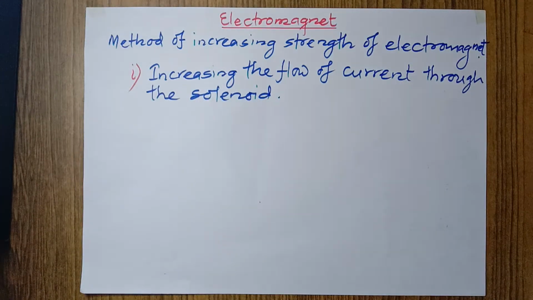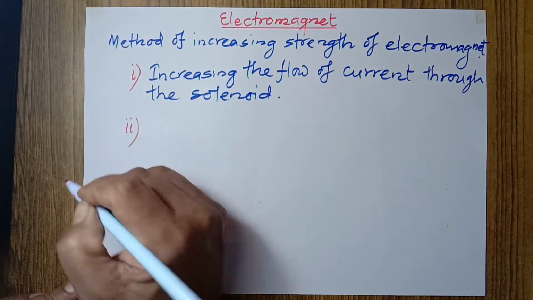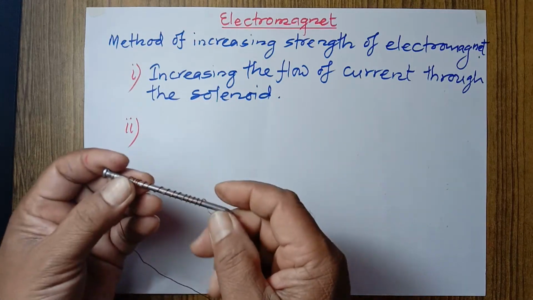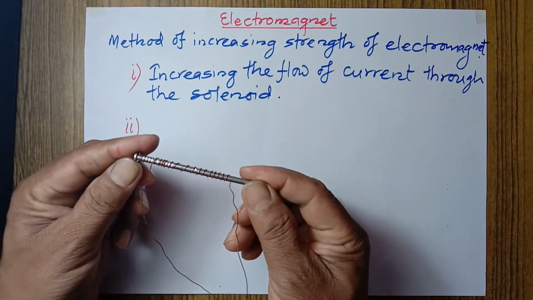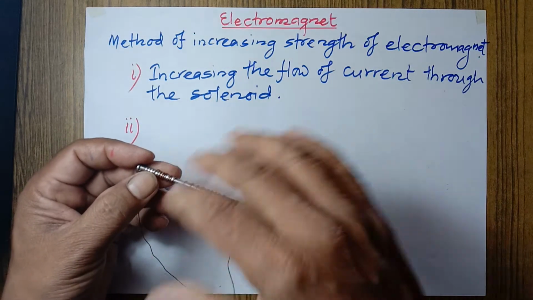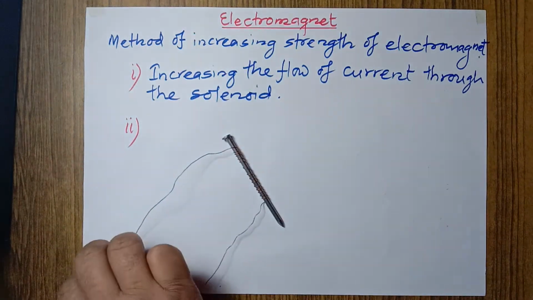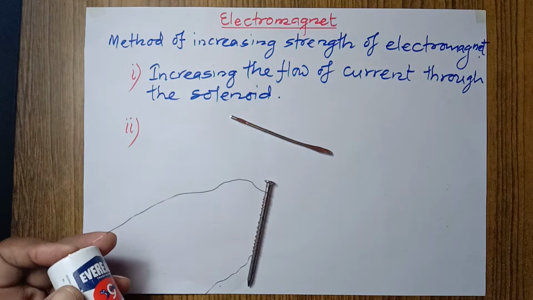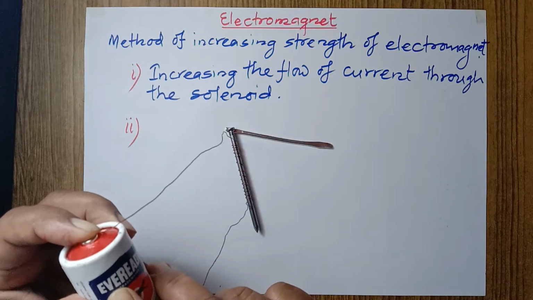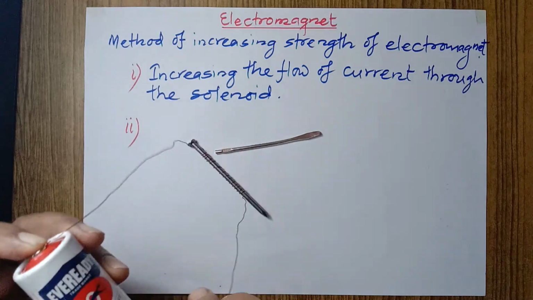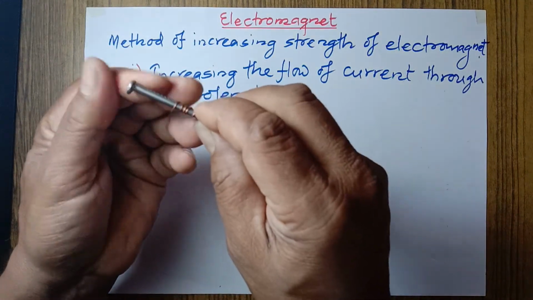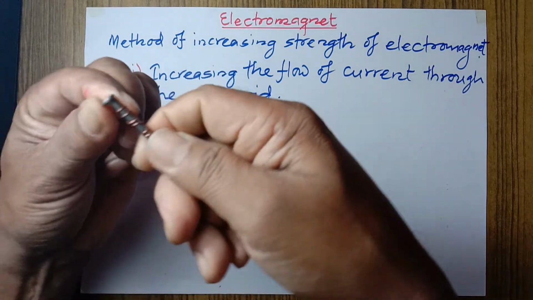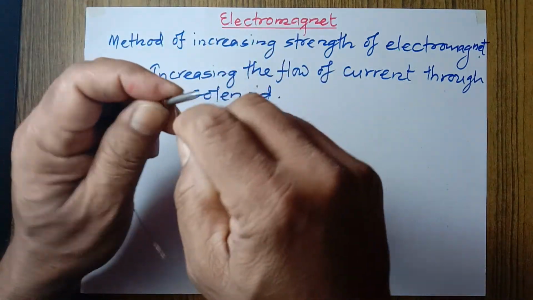Now, the second method: how can we increase the magnetic strength of an electromagnet? Now I want to show you something else for this second point. Look, the number of turns around this nail, which we are going to make an electromagnet, is less. Now I want to use a cell to make this nail an electromagnet, and show you whether it attracts or not, and how much the attraction is. Look at this, the attraction is weak. And if the number of turns is increased this way, I am increasing the number of turns on both sides.